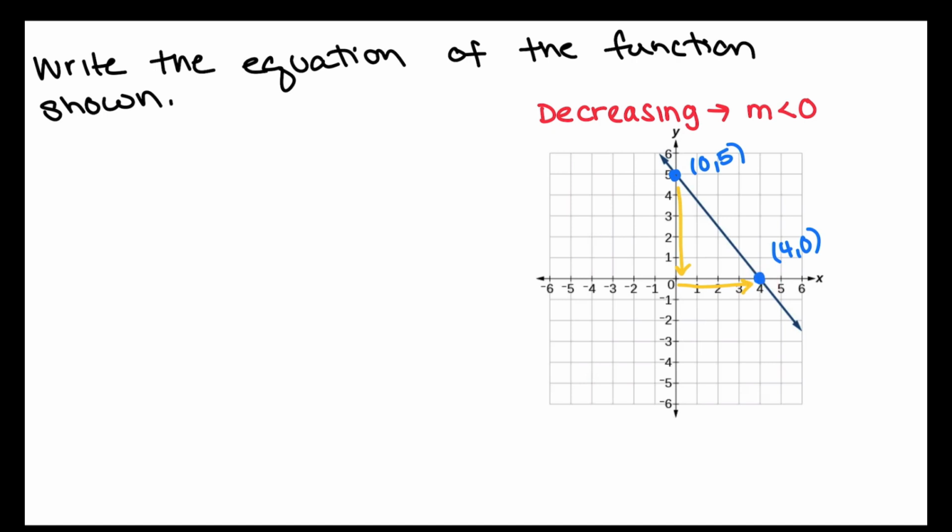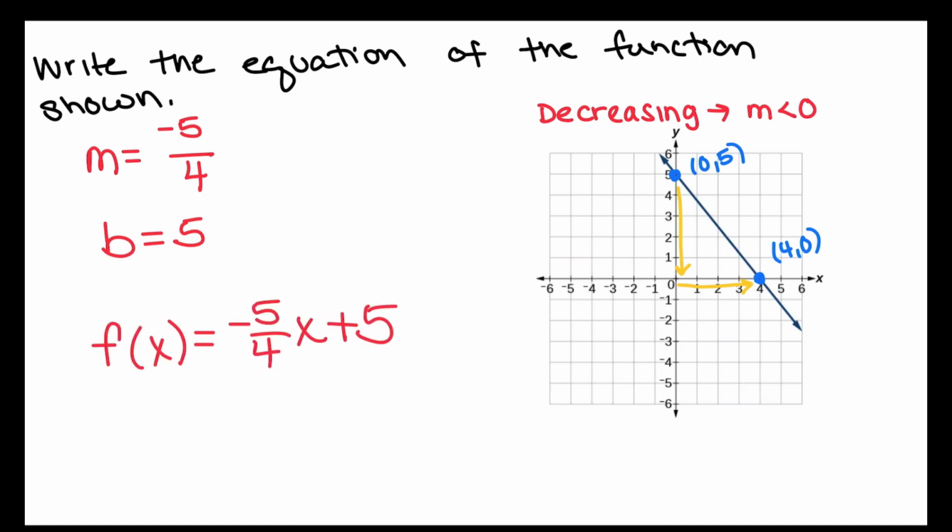So that means the slope would be rise over run, so we have to go down 5 over 4. So that means my slope is negative 5 divided by 4, rise over run. And again, notice that slope is negative because we have a decreasing function. I can also see on the graph that my y-intercept, or the b, is at 5. So that makes my function f of x equals negative 5/4 x plus 5.